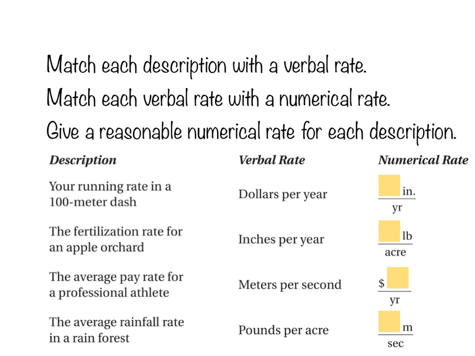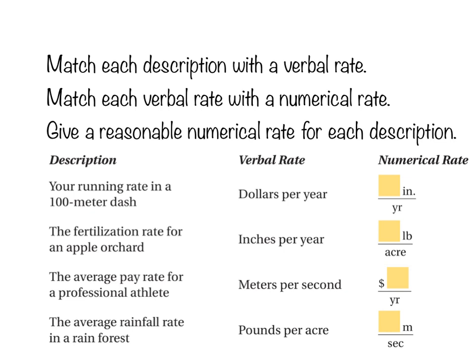All right, this is section 5.1, ratios and rates. And this first example here says match each description with a verbal rate. Match each verbal rate with a numerical rate, and then give a reasonable numerical rate for each description. So the description for the first one says your running rate in a 100-meter dash. So there's that word rate that we'll talk about. And this means your speed.